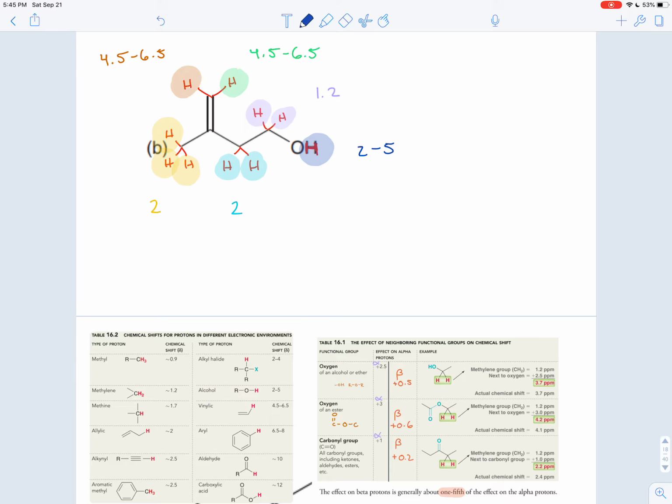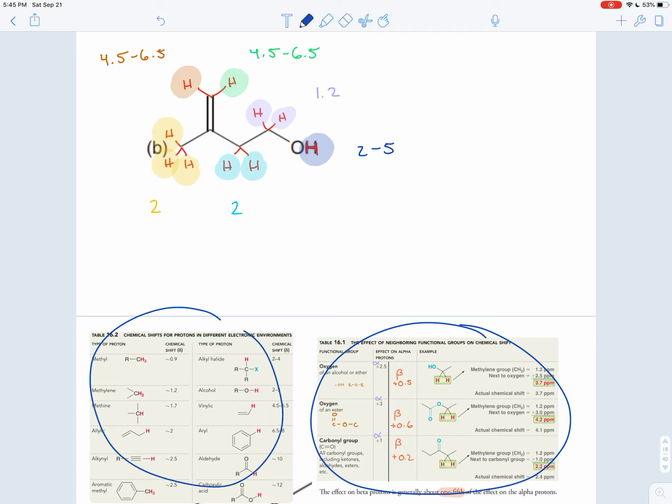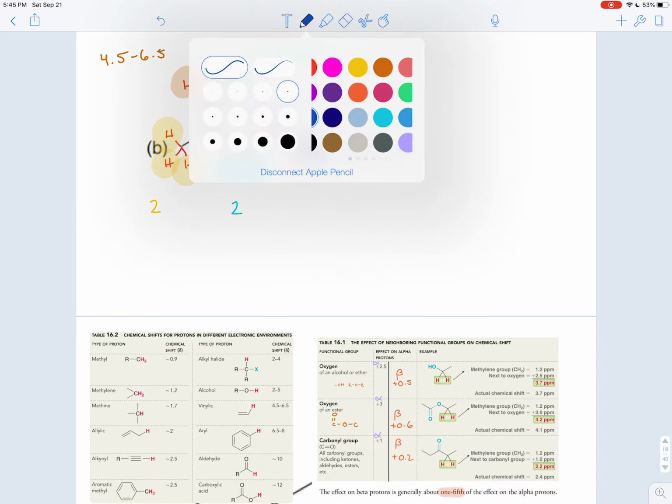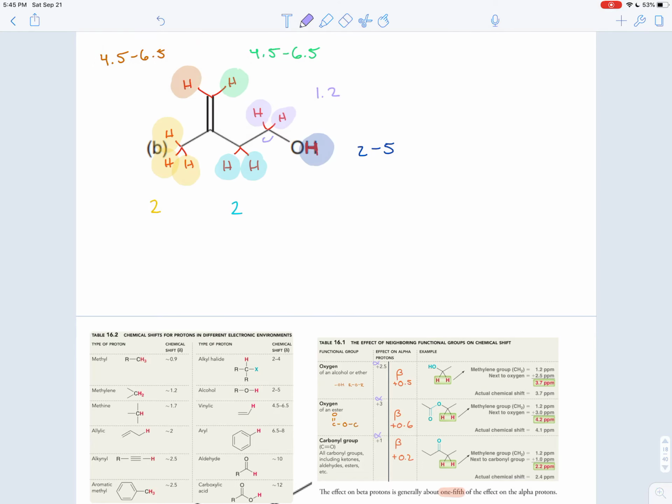Now these are the average ranges where they'd appear, but we do have to take into account electronegative atoms and how those electronegative atoms shift the averages that we just wrote down. The one electronegative atom we have here is this oxygen. The light purple hydrogens are alpha to that alcohol. If you are alpha to an alcohol, that adds 2.5 to the chemical shift. So really you would expect to see the peak for those hydrogens at 3.7.